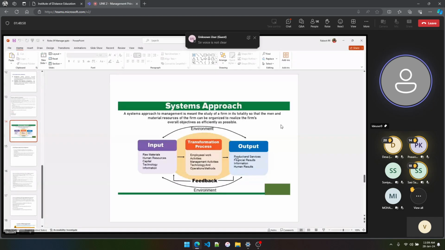Okay, if there are any flaws, automatically the feedback has to be recorded and placed or used at the input stage. Okay, this feedback will help in improving the overall process continuously. Okay, feedback system is very, very important for any organization's success.